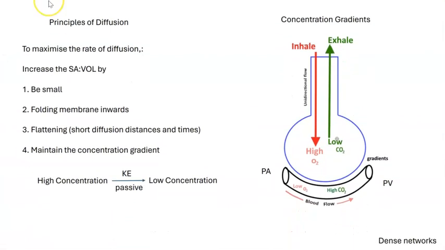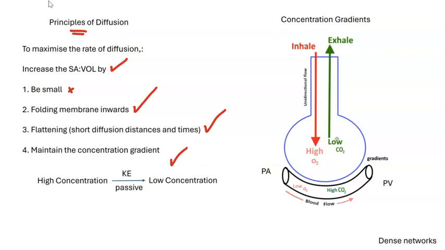Okay, so the principles of diffusion, as we have discussed before, are all about increasing the surface area to volume ratio. And we find that size is an important feature, the tiny sizes of the alveoli. The fact that we have this folding of these membranes inward increases the surface area. The flattening of the alveoli pneumocytes type 1 creates short diffusion distances. But now we need to consider how the gradients are created and maintained.